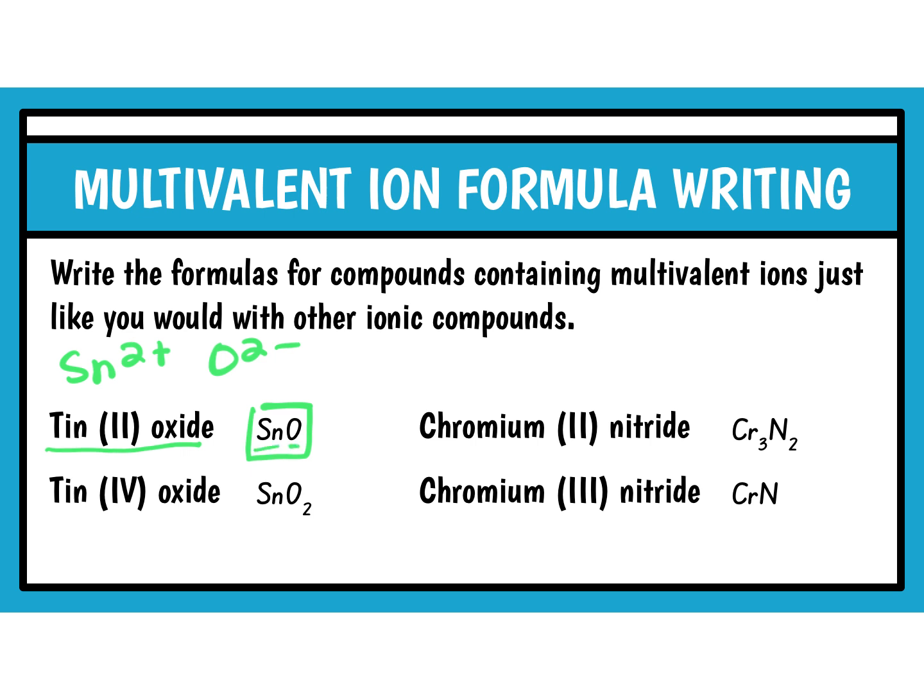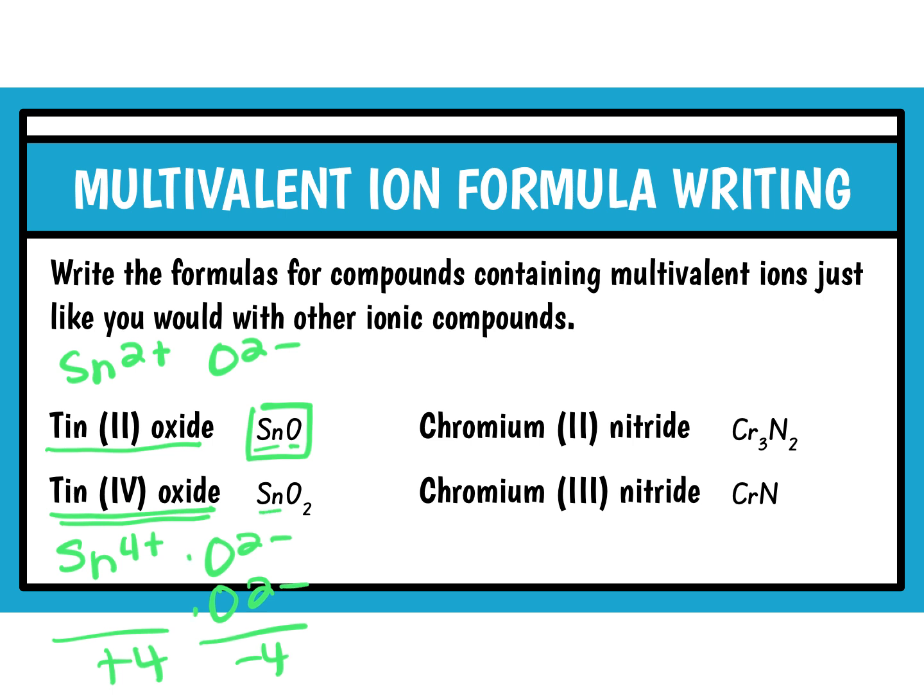Now if we look down here at this one, the tin(IV) oxide, this would be Sn with a 4+ charge, because that's what the Roman numeral tells us. And then again, oxygen is going to have a 2- charge, so you can see that we're going to need 2 of these oxygens to make the 2- charges balance the 4+, and so that's why this would be SnO2, because I needed 2 of the oxygens.